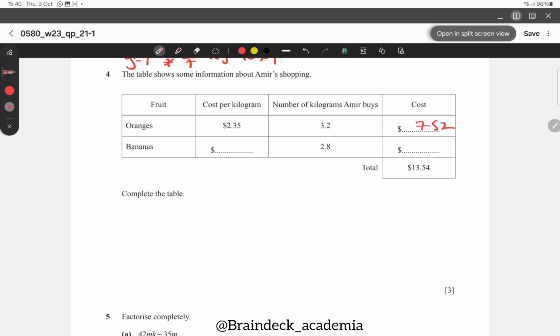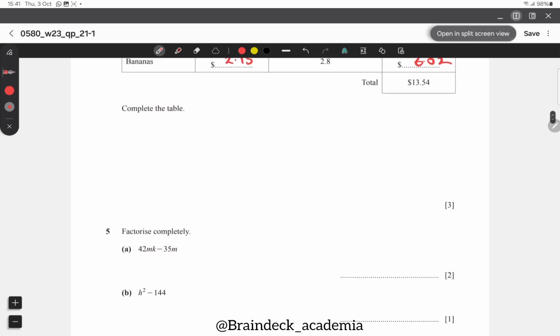To find the total cost here, since we know that the number of kilograms Emir buys is 2.8, and we have the total for the 2, we just subtract 7.52 from 13.54, which gives 6.02. Now to find the cost per kilogram, you divide this total cost by the number of kilograms bought. So that will be 6.02 divided by 2.8, and that gives us 2.15. That's our answer for that one.